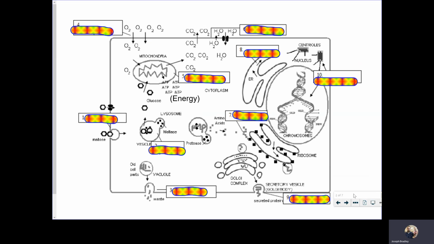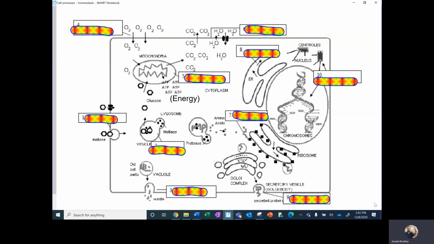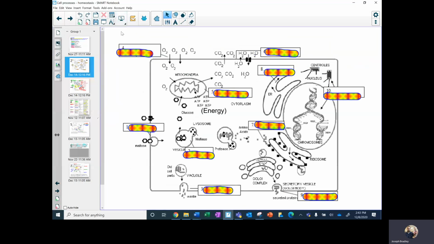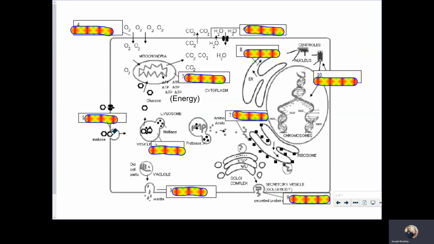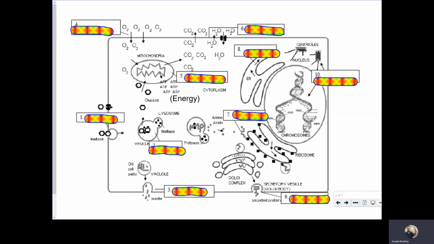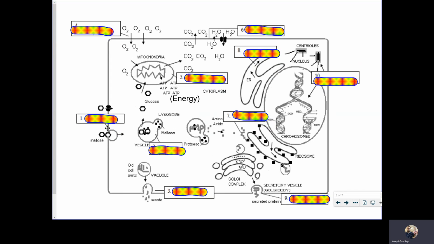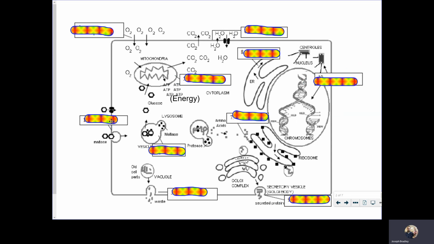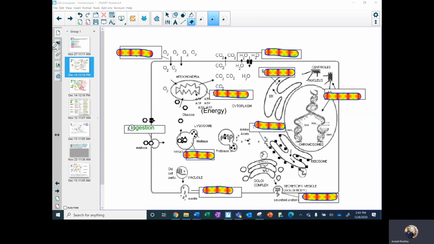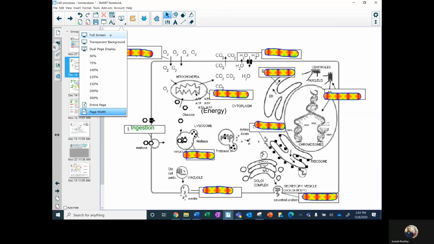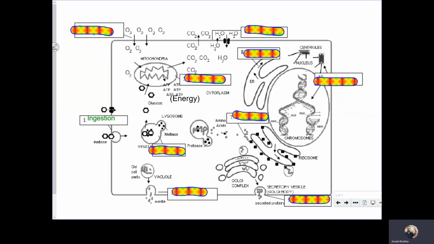So this is a diagram that you all have, and for this diagram, we're going to identify the different parts that are shown here. So the first part right here, what I see is a larger food molecule entering this diagram and entering through this little pocket. This is going to be ingestion.